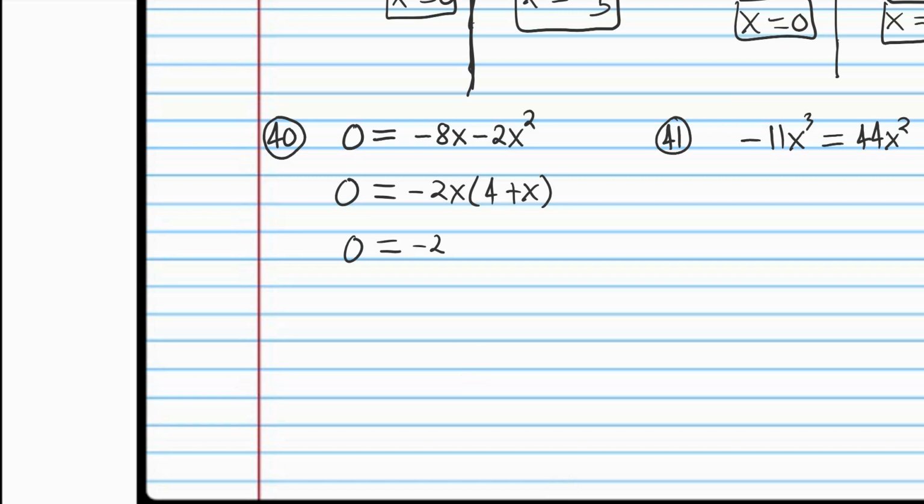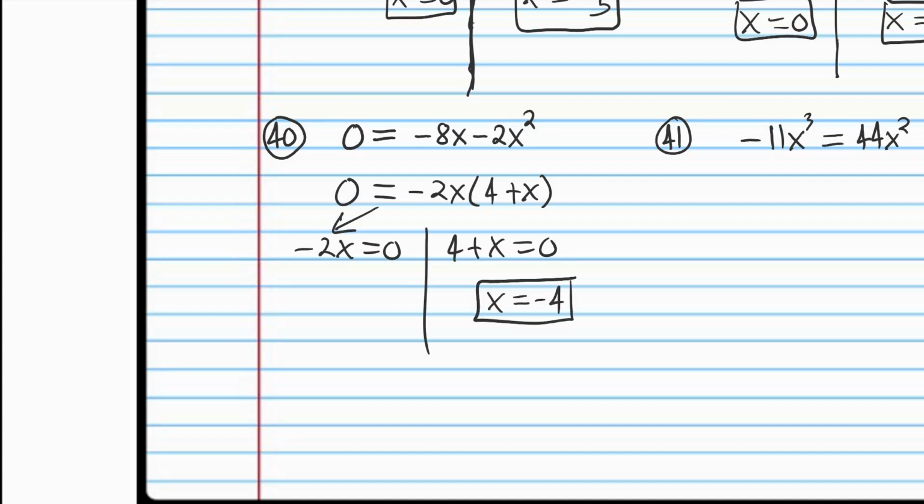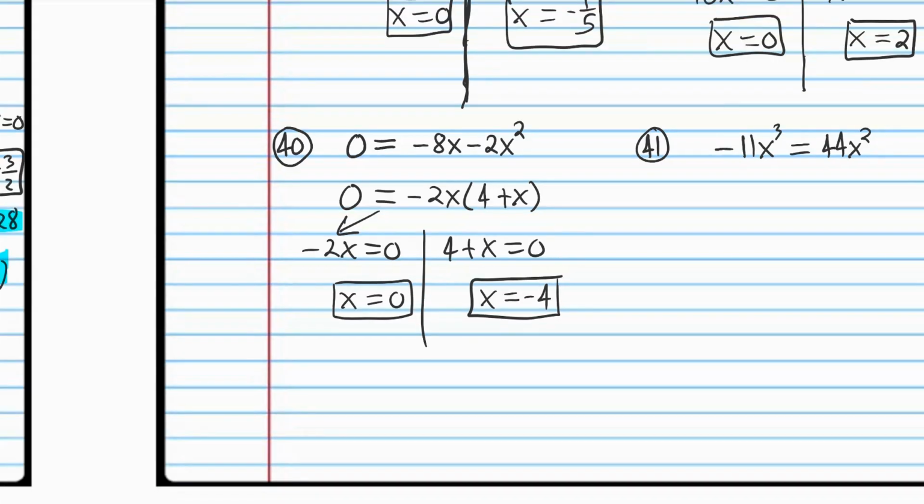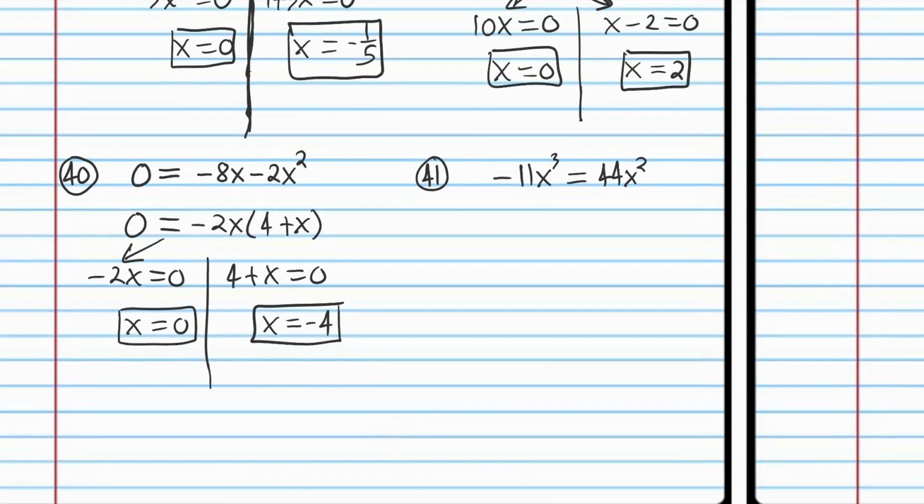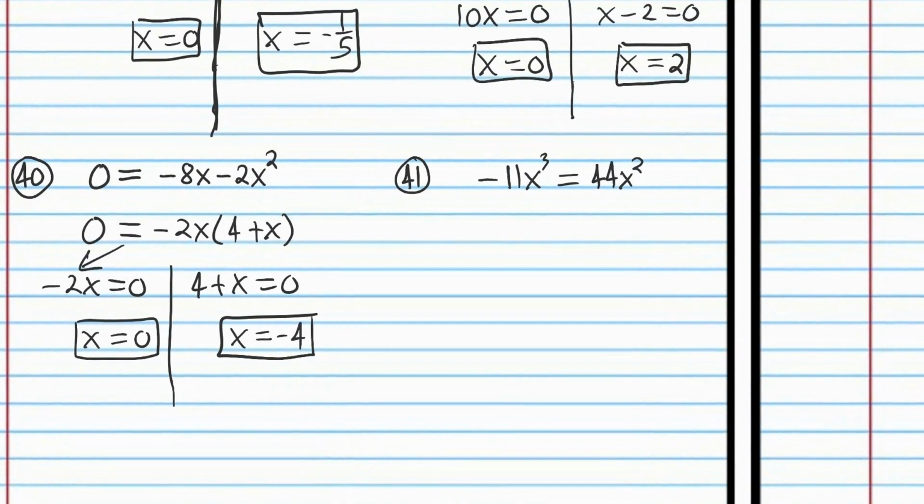So now that tells us that there are 2 solutions: negative 4 and 0. Divide both sides by negative 2, you get 0, and subtract 4 from both sides, you get negative 4. So if you got those solutions, good job. We have one more problem. If you've made it this far, I'm proud of you.